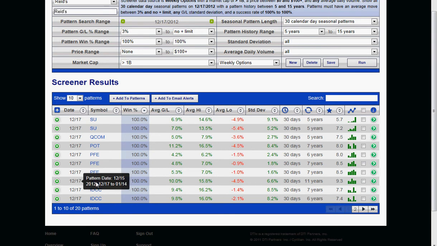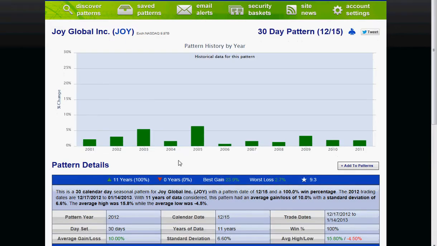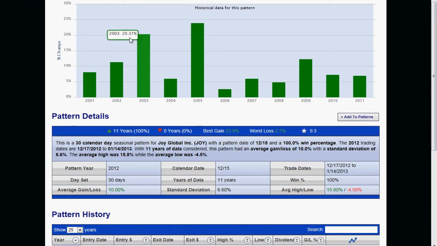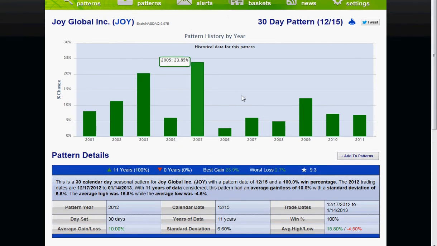Looking at JOY here, I see with 11 years of previous history, it's been profitable 100% of the time with an average gain of 10%. We'll take a quick look at that just to familiarize ourselves and use this as an example. This is not a buy, sell, hold recommendation. This is just an example to show you the power of this program.